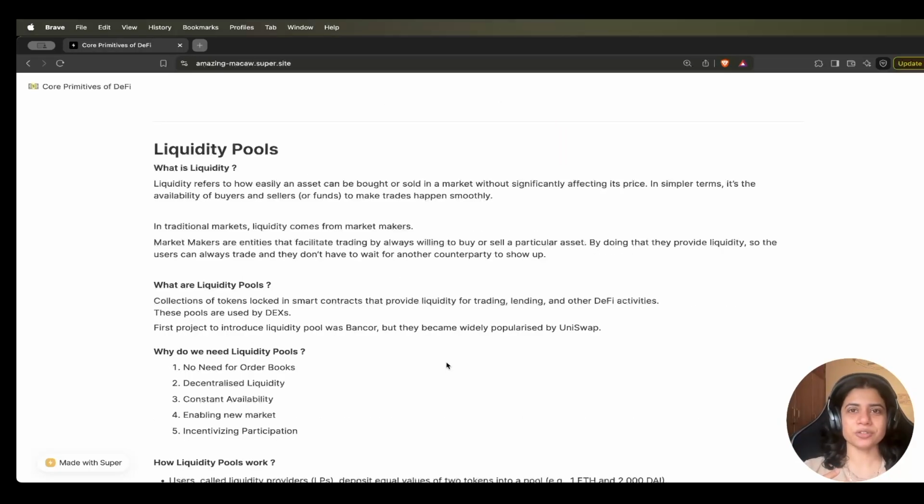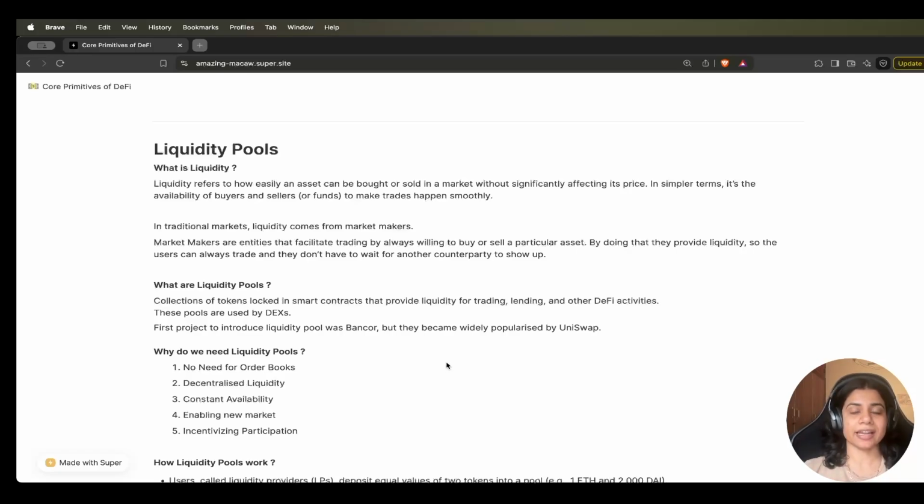Now let's move on to the next primitive, which is liquidity pools. Before understanding what liquidity pools are, let's understand what we mean by liquidity. Liquidity means how easily one can buy or sell an asset without affecting its price. In other words, it means the availability of buyers and sellers to make a trade happen in a smooth manner. So, where does this liquidity come from in the traditional market?